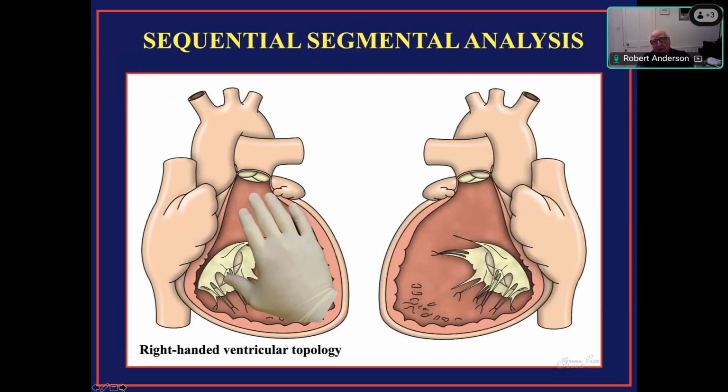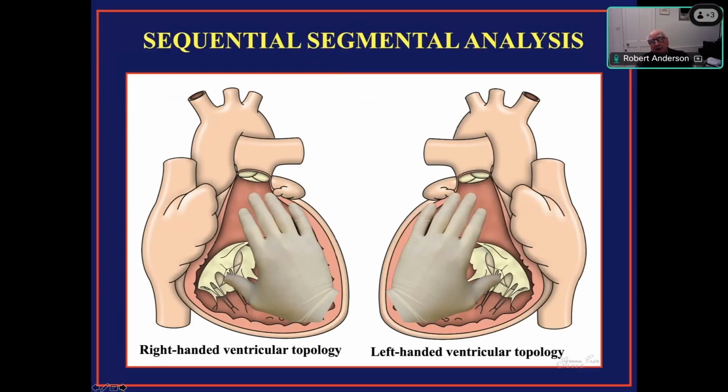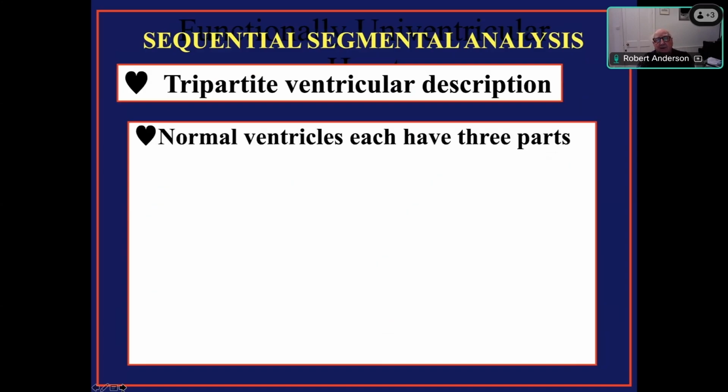And it's then obvious that in a very small minority of cases, the ventricular mass is mirror imaged. So then, when we look at the morphologically right ventricle, it is the left hand that goes on the septal surface in comparable fashion, giving us left-handed ventricular topology. So these are the terms we use to describe what's going on within the ventricular mass.